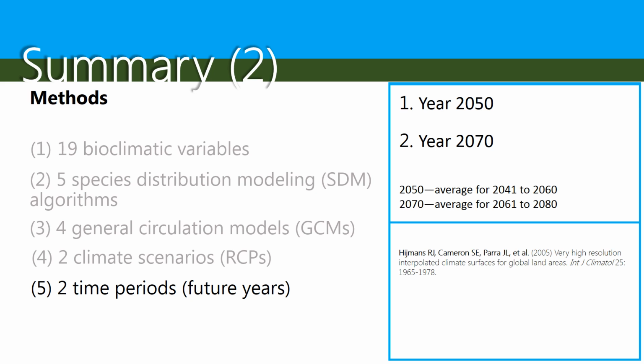And finally, we used 2 time periods. That means we projected the present condition of the species to 2 future years. We selected the year 2020, 2050, and the year 2070.